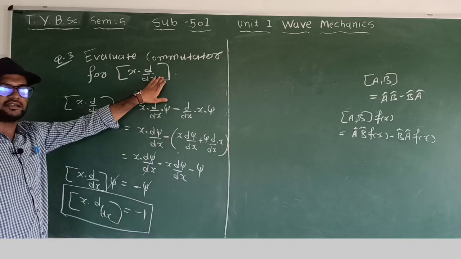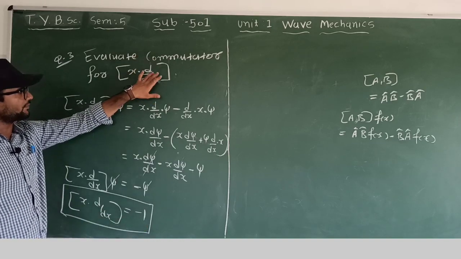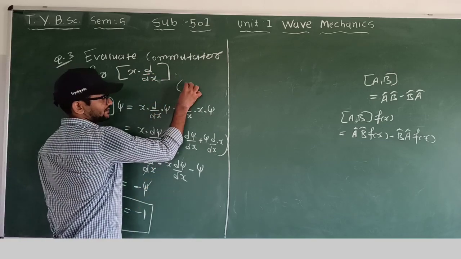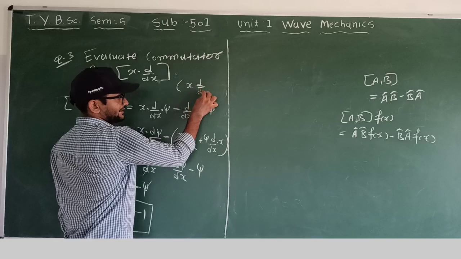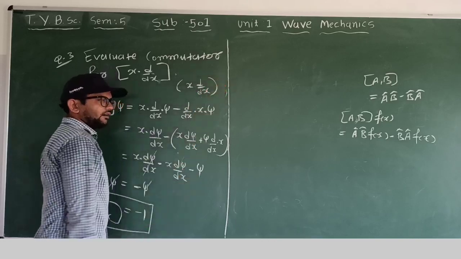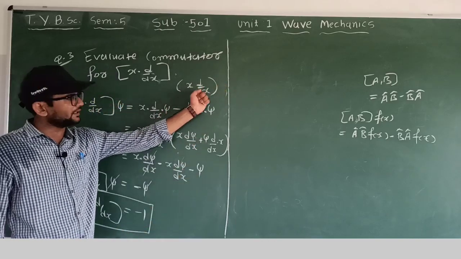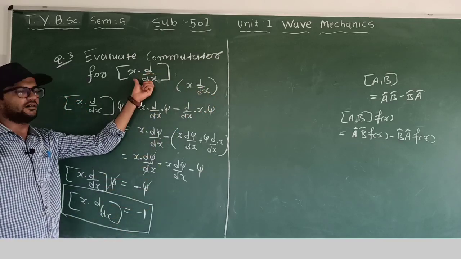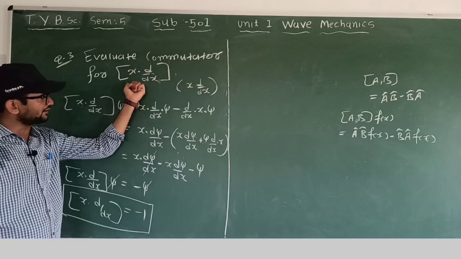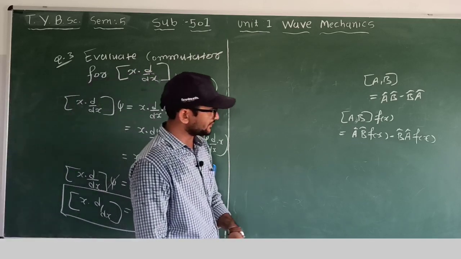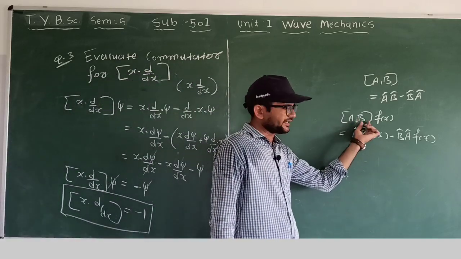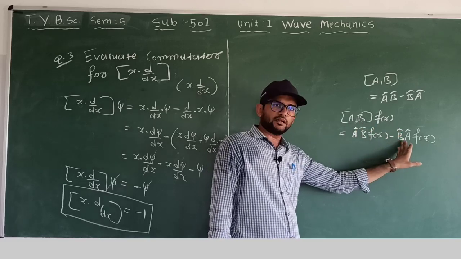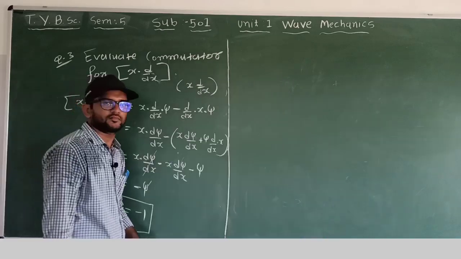This square bracket indicates this operator is a commutator operator. If small brackets are given, it means x into d by dx is a simple multiplication operator, while square brackets indicate a commutator operator. And for the commutator operator, the mathematical expression is two operators operated on a function, that is A cap B cap f(x) minus B cap A cap f(x).